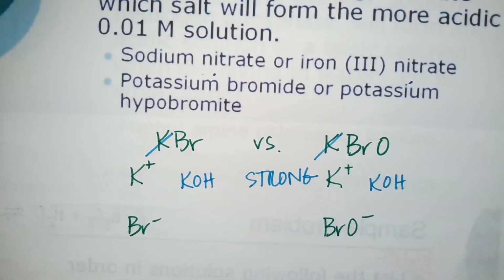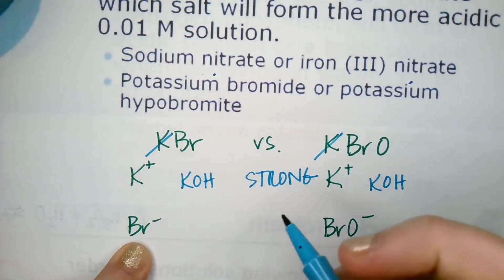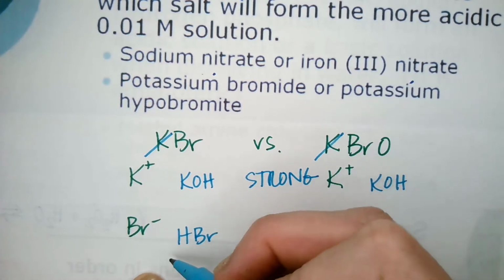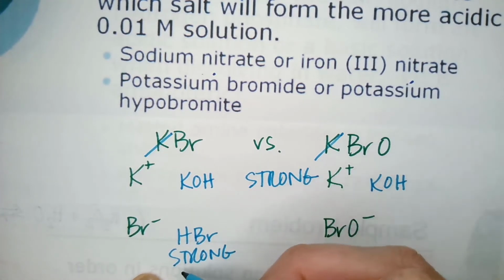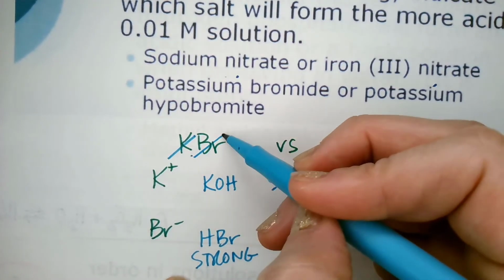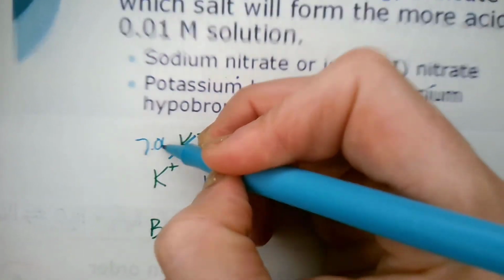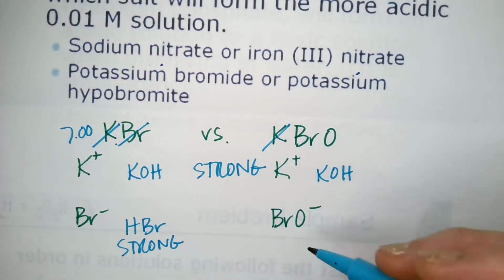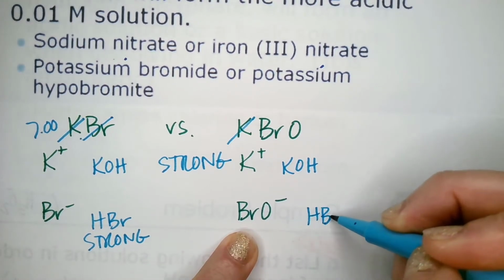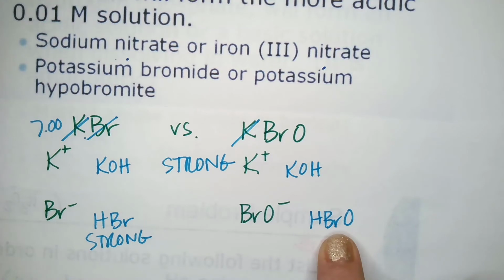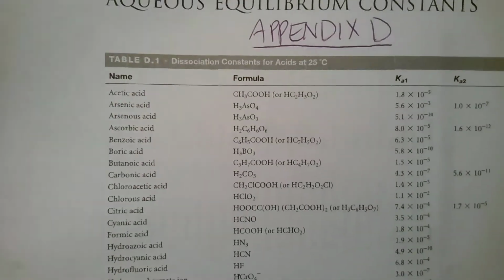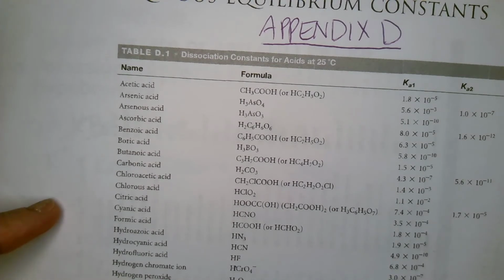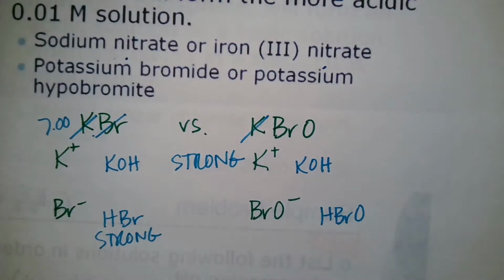So now let's look at these anions. We've got Br-. The parent acid would be HBr, hydrobromic acid. We know that this is strong, so no effect on the pH. That means that KBr is going to have a pH of 7.00. It's going to be neutral. Let's look at BrO-. The parent acid would be HBrO. And if you weren't sure whether that's a strong or weak acid, we can look at our Appendix D. Hypobromous acid has a Ka constant, so we can see that it is a weak acid.